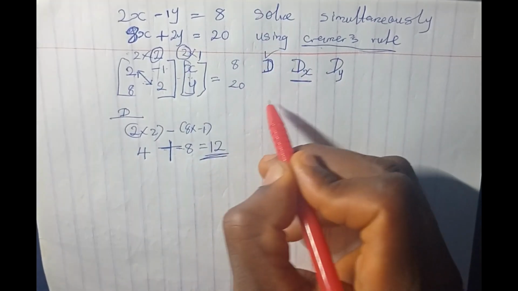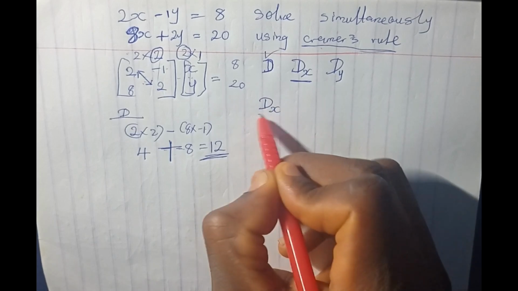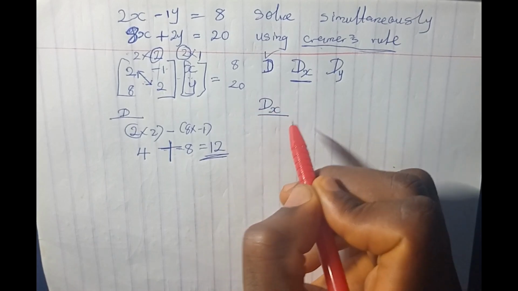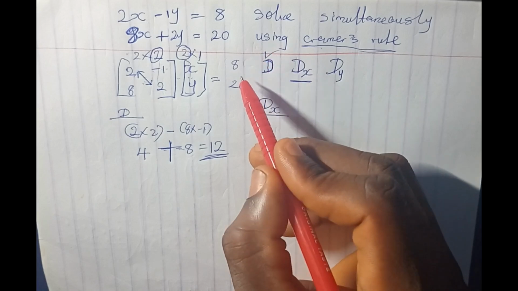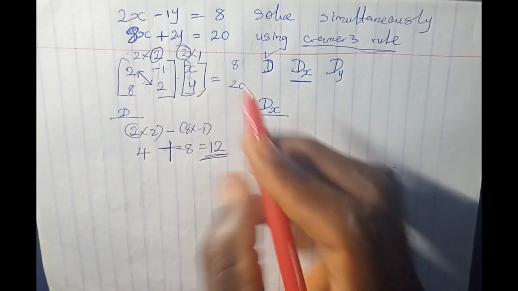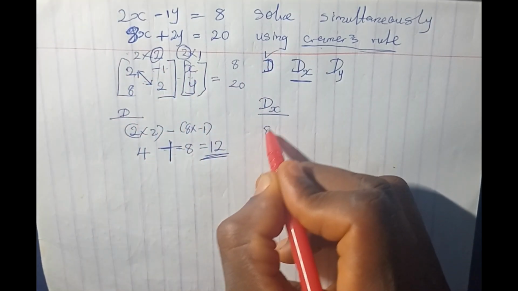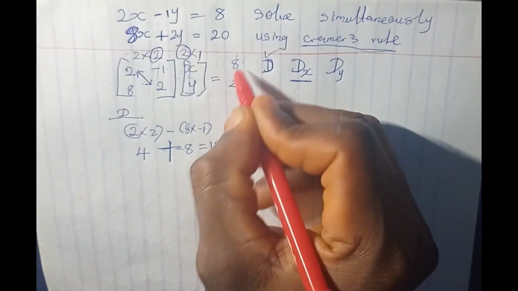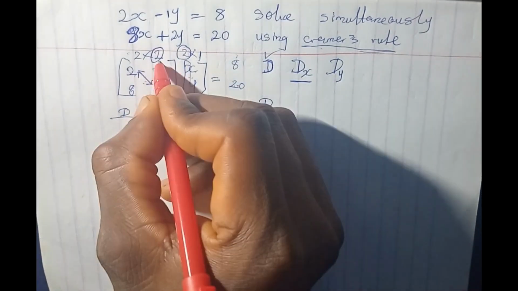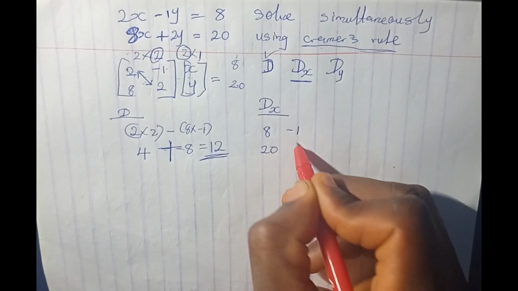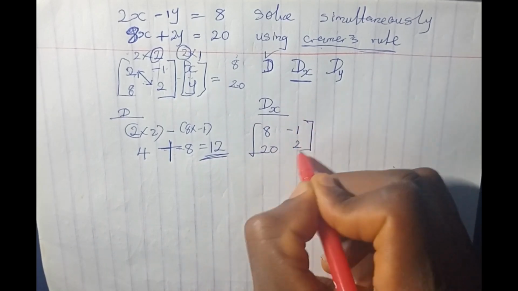Let me go to this. Let's find the determinant where the coefficients of x have been replaced with the answers 8 and 20. So the coefficients of x in this question are actually 2 and 8. So these 2 and 8, I'll replace them with 8, 20. That's these two things. So 8, 20, then write the coefficients of y. So let's find the determinant again.